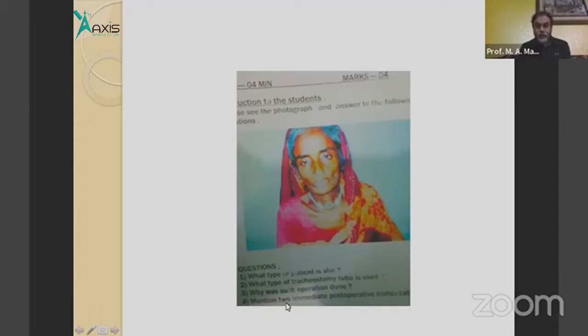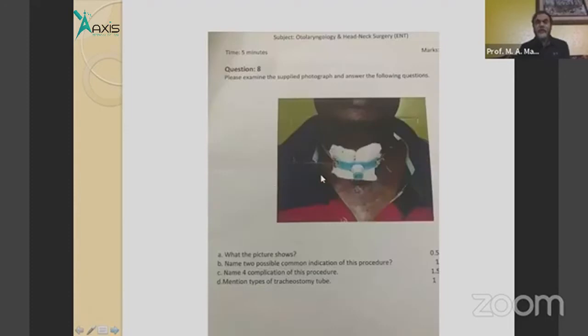Mention 2 immediate postoperative complications. The 2 immediate postoperative complications: number 1 is hemorrhage, bleeding, and number 2 is surgical emphysema. So that is all about tracheostomy. Another patient with tracheostomy.